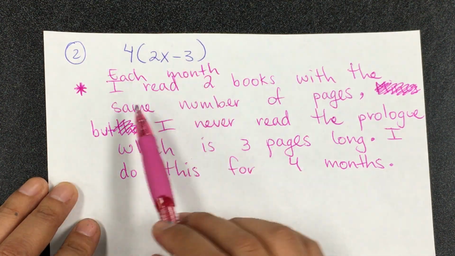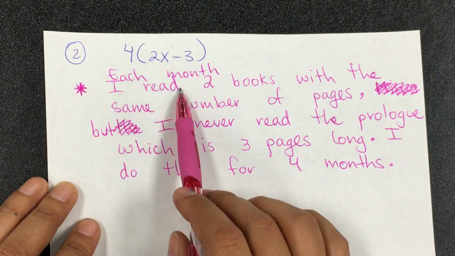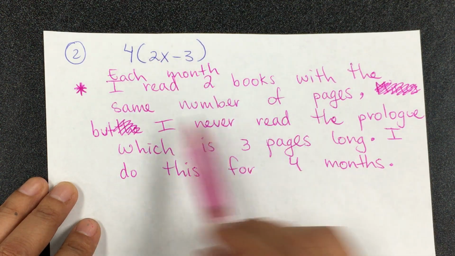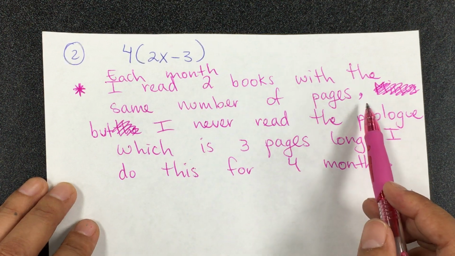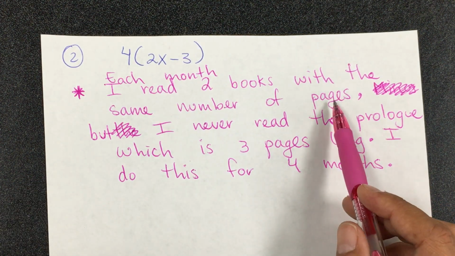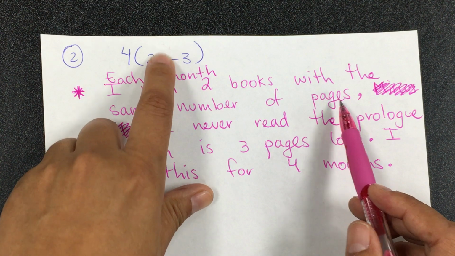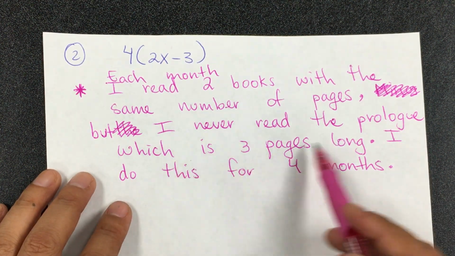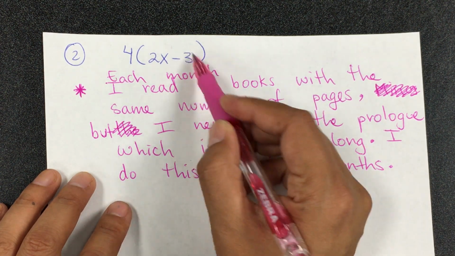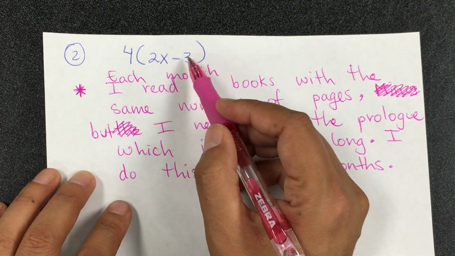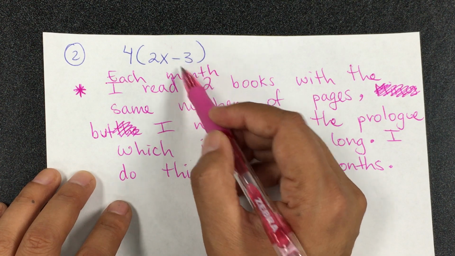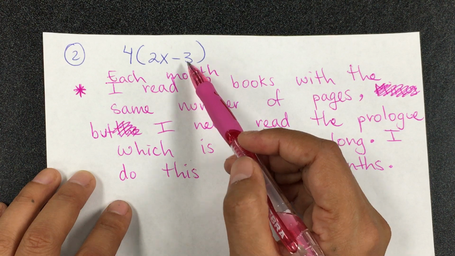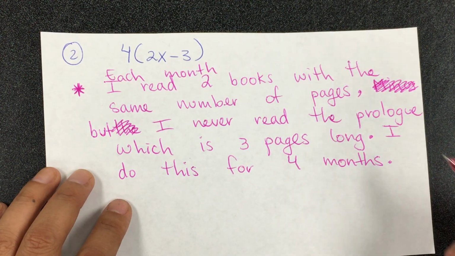Another for the same. Each month I read 2 books, so these are my 2 books, with the same number of pages. Each book has the same number, but we don't know how many. But I never read the prologue, which is 3 pages. So I'm going to subtract 3 pages because I never read the beginning. That's like an introduction of what the book is about, or sometimes just an intro of what will be in the book.